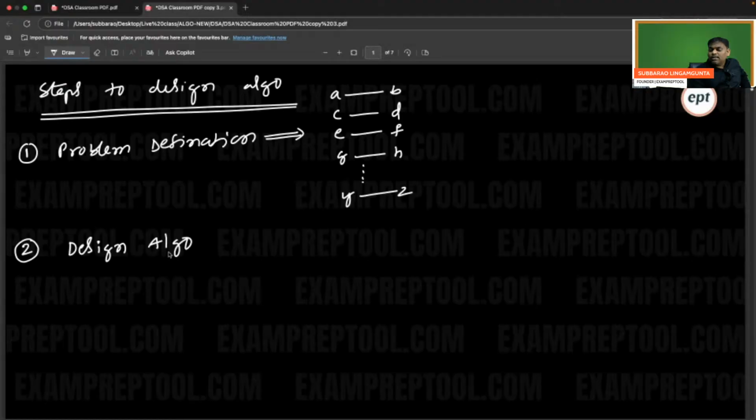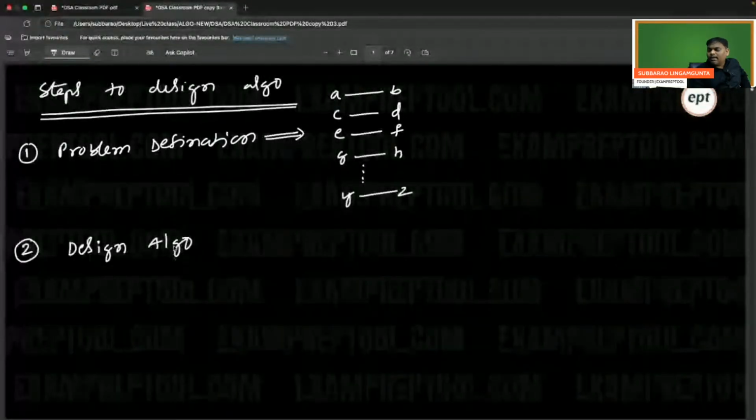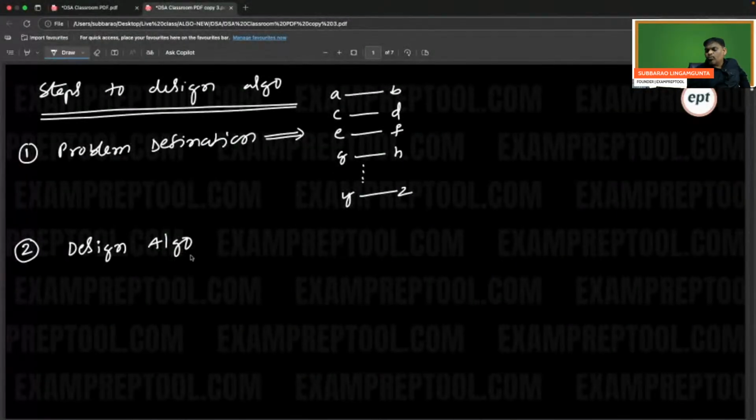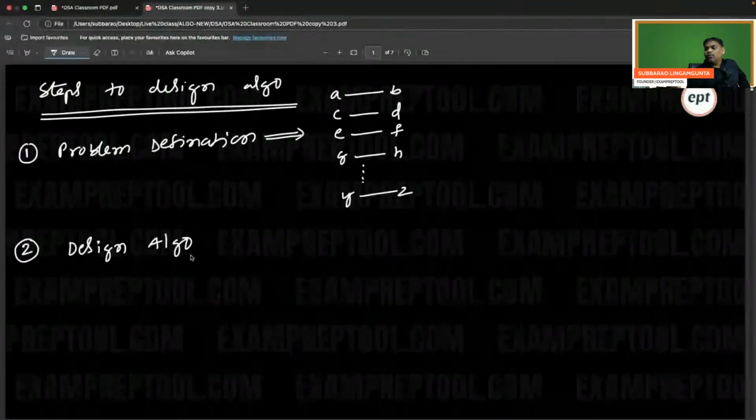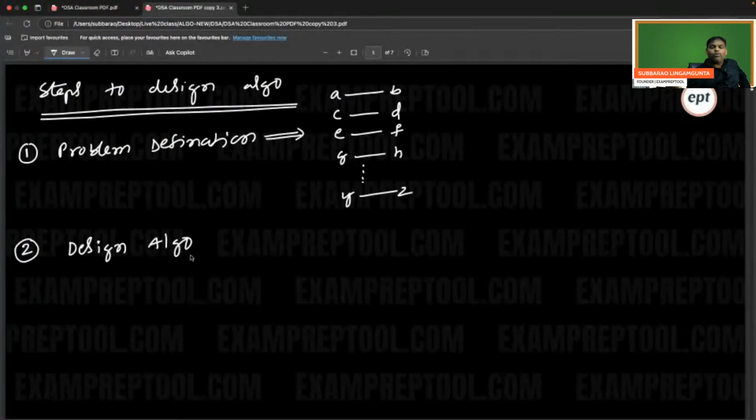Design algorithm means algorithm templates are there, and you pick which template is more suitable to your problem. Try to understand. If you are an experienced developer, by seeing the problem you will get to know, oh, this can be done using greedy, oh, this can be done using dynamic programming.